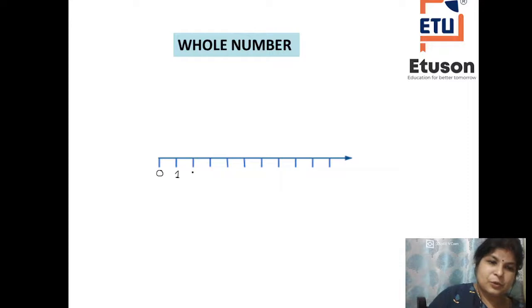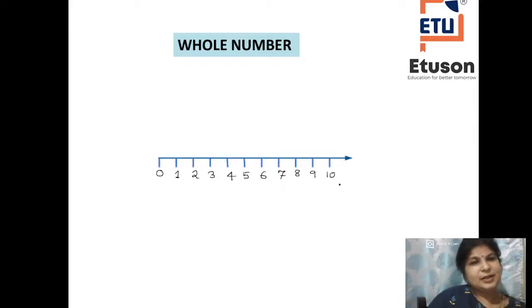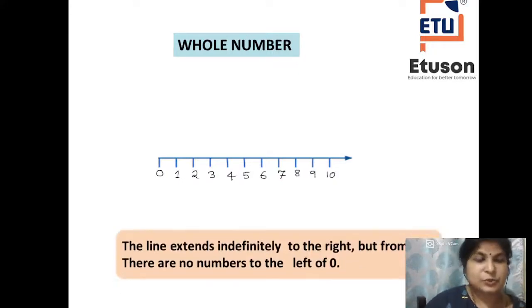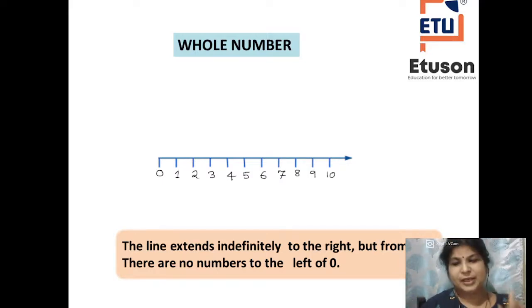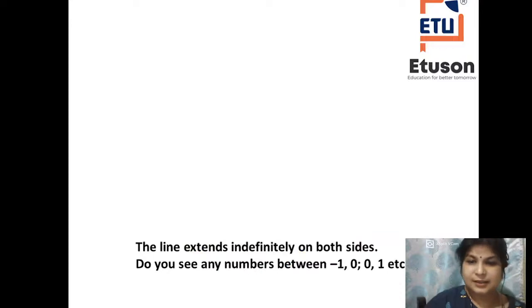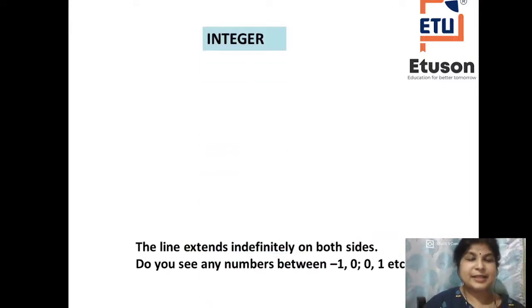So 0, 1, 2, 3, 4, 5, 6, 7, 8, 9 and 10. Correct or not? Again it can go indefinitely in the rightward direction because there is no negative marking in case of whole numbers also. So the line extends indefinitely to the right but from 0. There are no numbers to the left of 0 because it is whole numbers. Correct? Now let us take another number type, that is integers.